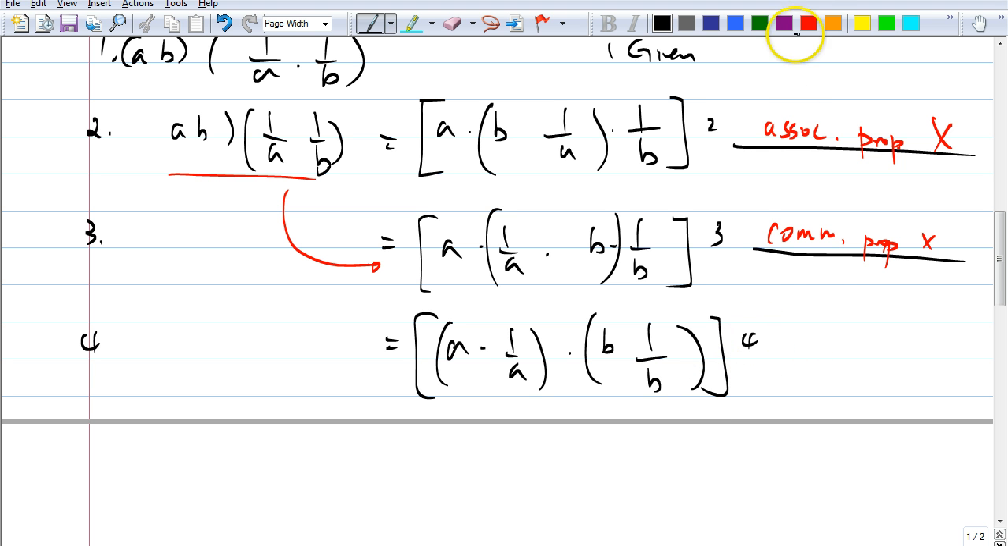What step is this called here? What are you going to write for this step? This one. Anybody? One person? Come on. Okay, let me give you a hint. Did we change the order at all? We had A times 1 over A, B times 1 over B. A times 1 over A, B times 1 over B. Did we switch any order? Change the order? No. All we did was what? Change where the parentheses are, right? Kira, what do you think?